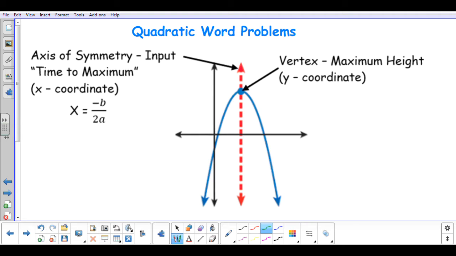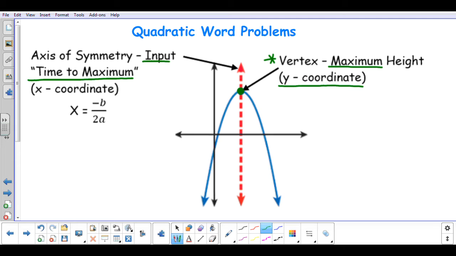The vertex point is always going to be our highest, so that's going to be a maximum height. And remember, our vertex is either the highest or lowest point of our graph. So if it is upside down, we are going to have a maximum. So when we have a word problem that asks us for our maximum height, we want to find the y-coordinate of the vertex. If the word problem also asks us to figure out how long it took to get to that maximum height, that's going to be our input.